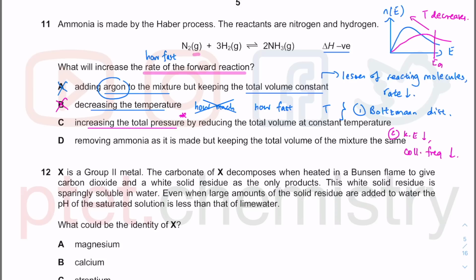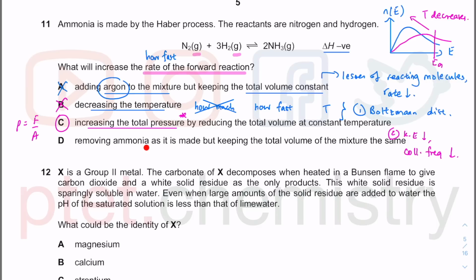Now between C and D, if I increase pressure, these are all gaseous reactants. Pressure is force over area. So when I increase pressure, I squeeze the reacting particles closer together. They will collide more frequently, and this will ultimately result in a faster rate of reaction.